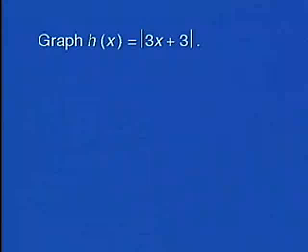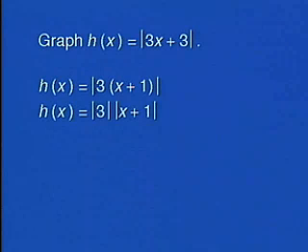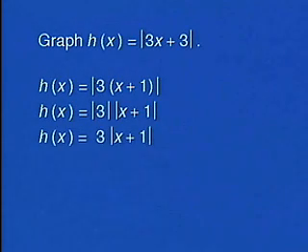So let's combine our work with translations that we've just completed with our previous work on stretches and shrinks. Let's take a look at the following example. Let's say we're asked to graph h of x equals the absolute value of 3x plus 3. Well, first off, we notice that there's a common factor of 3 in there, so we're going to go ahead and factor that out. And then we're going to use our properties of absolute value to bring that 3 into its own absolute value. And then we know the absolute value of 3 is simply 3. So that tells us that h of x is equal to 3 times the absolute value of x plus 1.